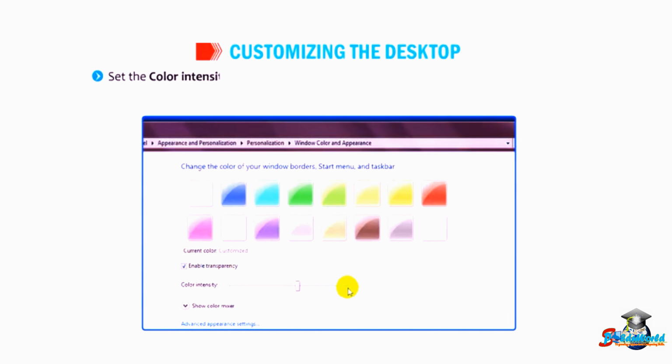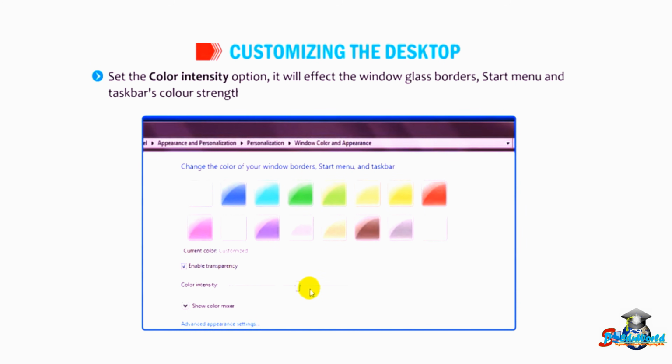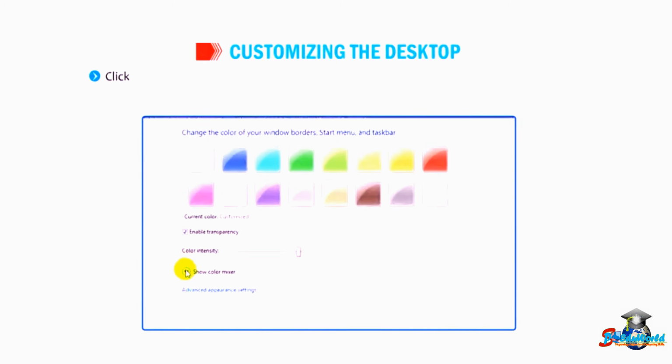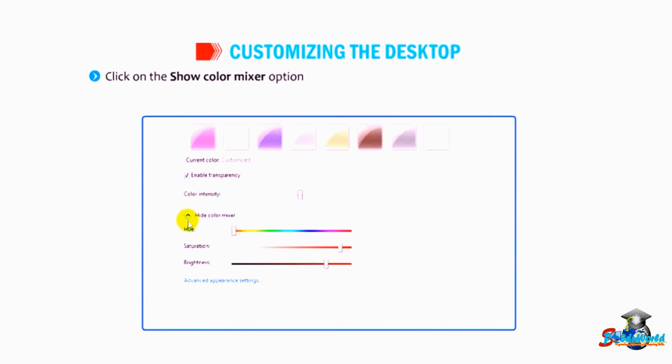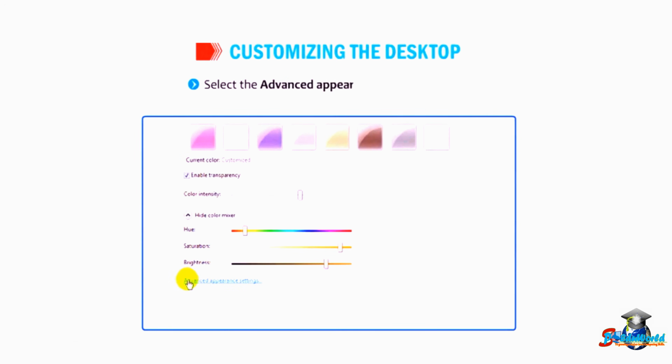Set the Color Intensity option. It will affect the window glass borders, Start menu and taskbar's color strength. Click on the Show Color Mixture option to set the hue, saturation and brightness option to give the color effect. Select the Advanced Appearance Settings option.